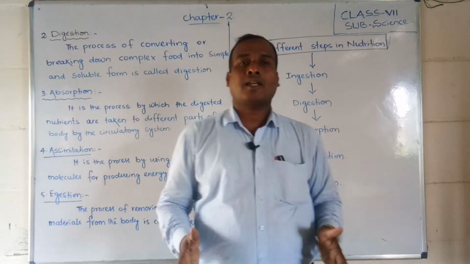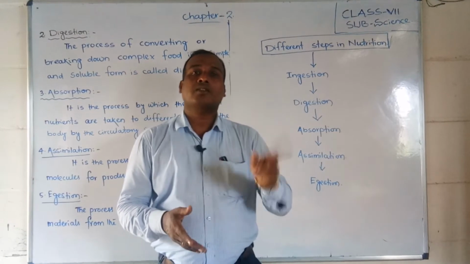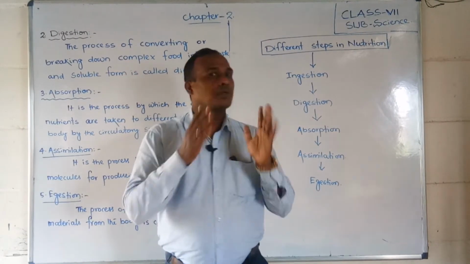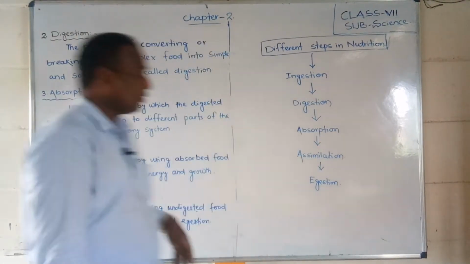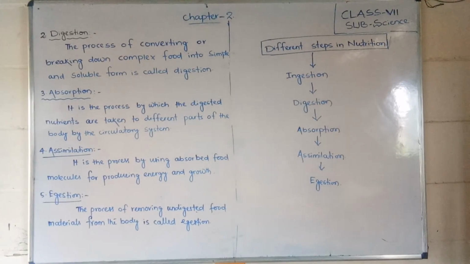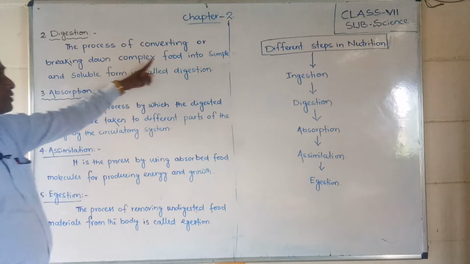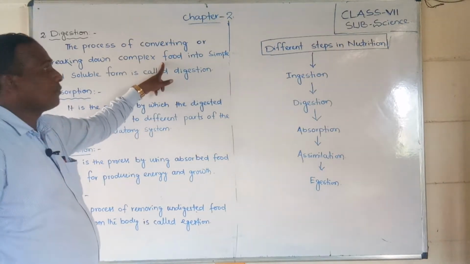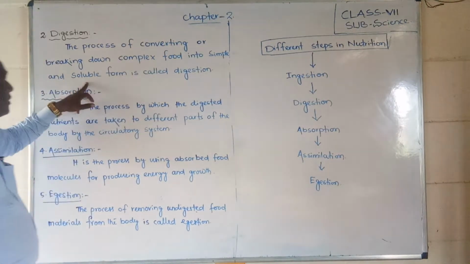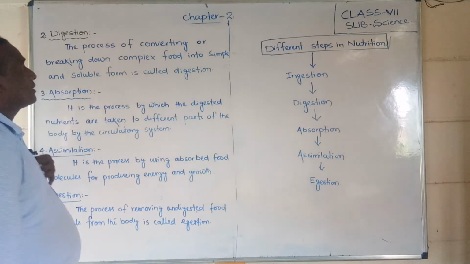So these are generally five different steps in nutrition that we are going to learn today. Let us see them thoroughly. Digestion, first of all, is the process of converting or breaking down the complex food, whatever we are eating, into a simple and soluble form. It is called digestion.